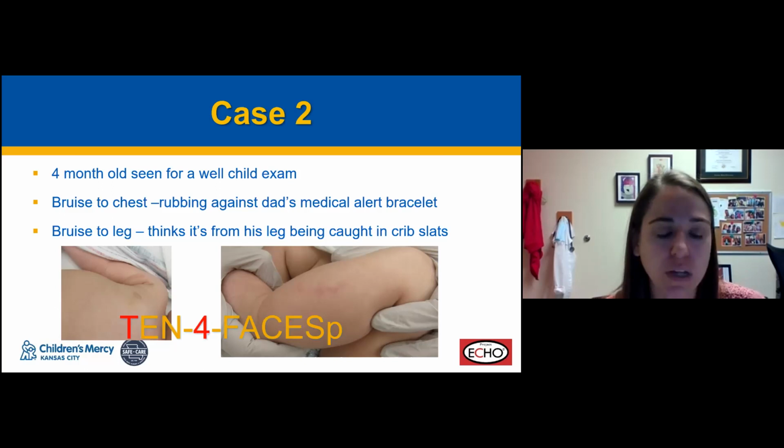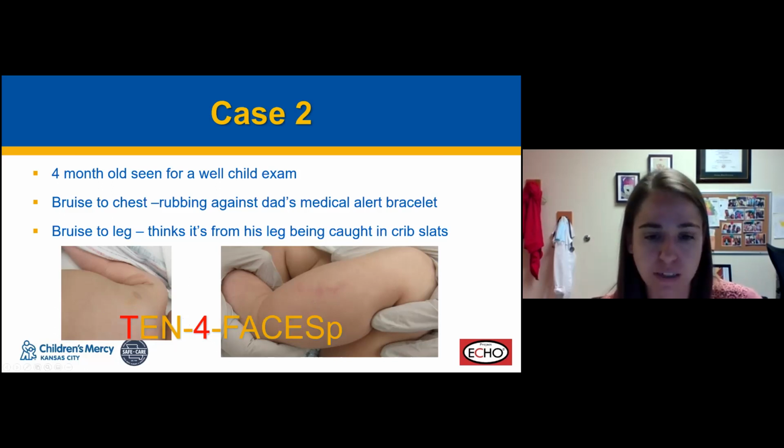And again, when we apply 10-4 FACESp, this baby has torso bruising. He is in the pre-mobile age group, and that is kind of a linear pattern, you could maybe consider. So again, he has more than one positive on the 10-4 FACESp, so we know this is concerning and recommended additional evaluation.